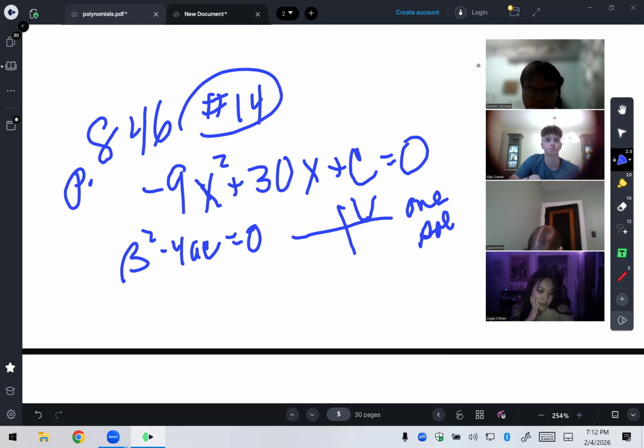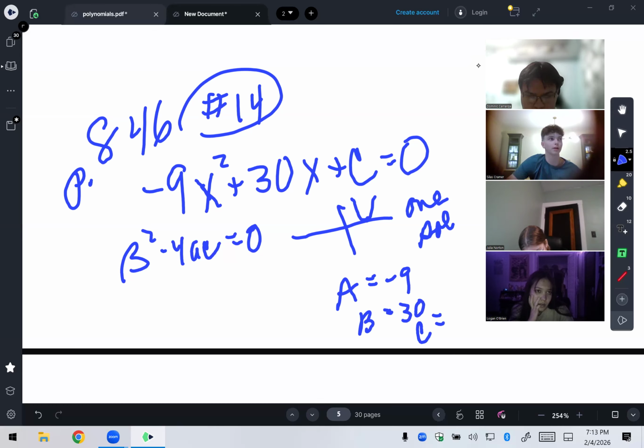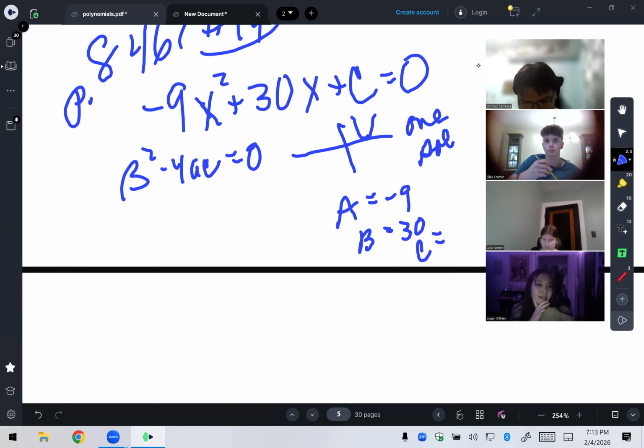Okay, well, let's put in the numbers. This is a higher difficulty one, everybody notice that? We're in module 2, number 14. So our a is negative 9. Our b is going to be 30, and c is what we have to try to get. So we could put this in Desmos and try all the answer choices, but that might be a little too much. So b squared, 30 times 30 is going to be 900.